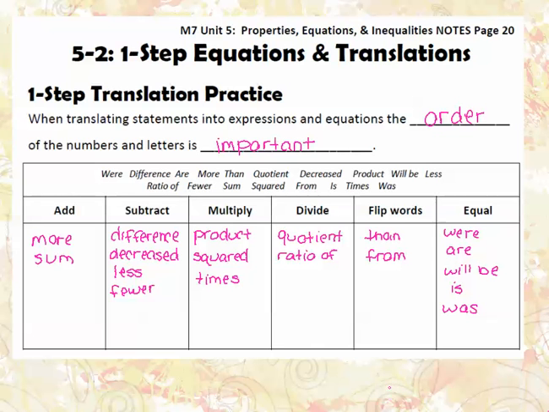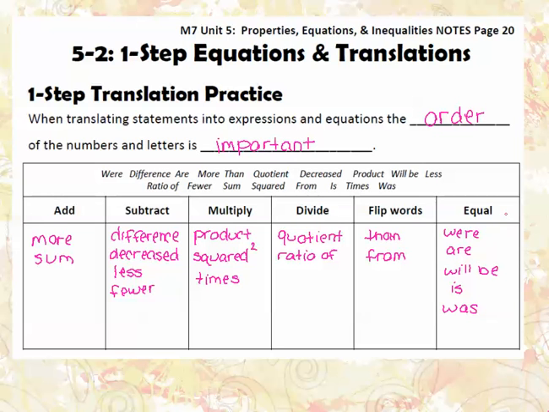Alright, so here are the answers. Take a moment to check over your work to make sure everything is in the right area. Watch out for squared. Remember, squared is anything to the second power. Quotient goes in divide. That's our DQ word, divide quotient. Ratio also goes there because a way of writing a ratio is as a fraction. So a ratio is actually a fraction, which means division. Your flip words are still the same, the than and the from. Always watch out for those.